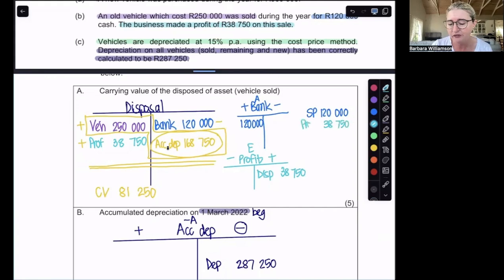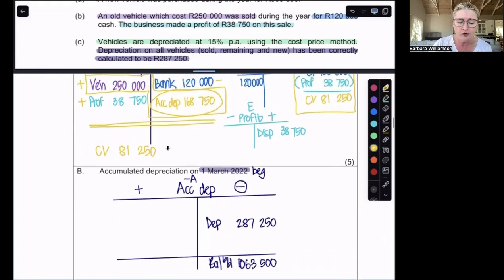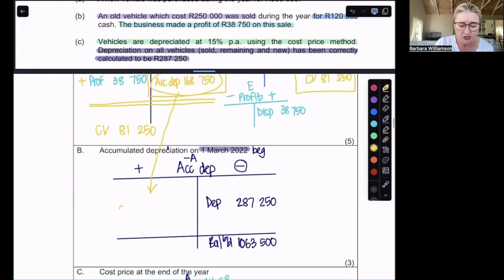So if that's the profit, that means you can then work out the carrying value as 81,250. So that's a nice shortcut. It's actually an easier way of doing it if you didn't need the accumulated depreciation later. Once you've got that accumulated depreciation, you can obviously use that in your ACDEP account over here to show that that was what was sold.